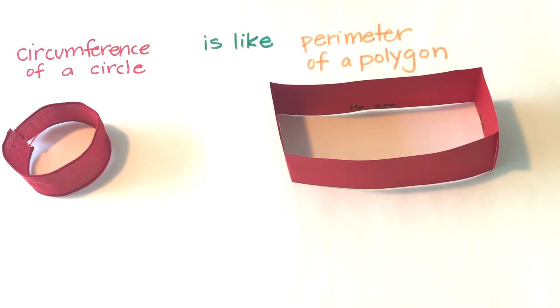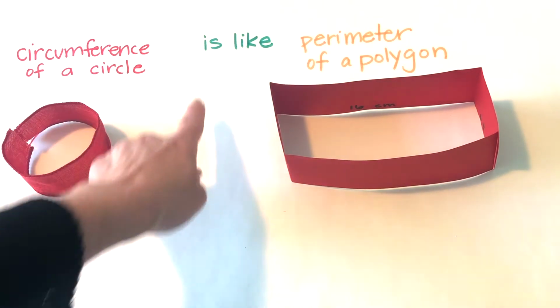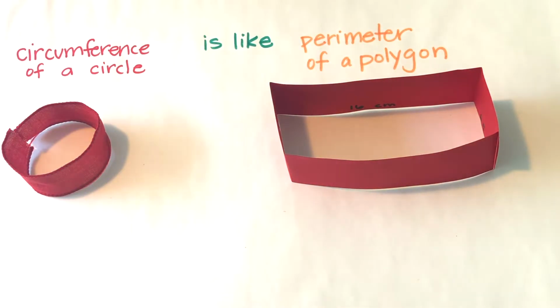Hello, so today we're going to be talking about the circumference of a circle and how we find the circumference of a circle. So if you recall from before we went on our break, we talked about how the circumference of a circle is like the perimeter of a polygon. We're finding the distance around the circle, which is just the length around the circle.